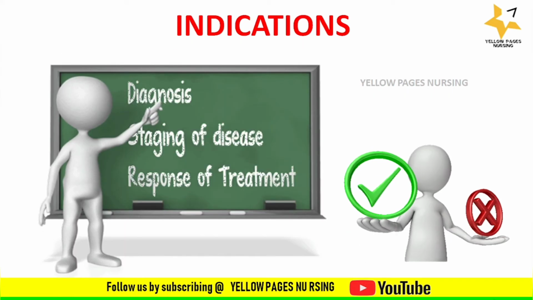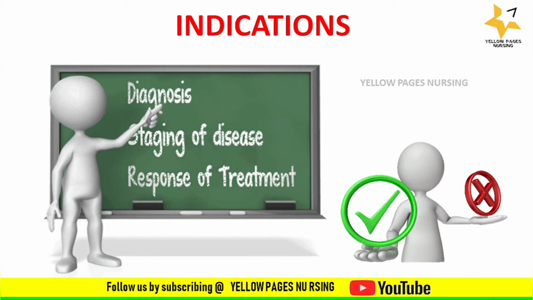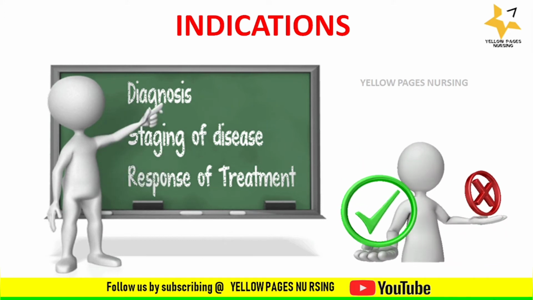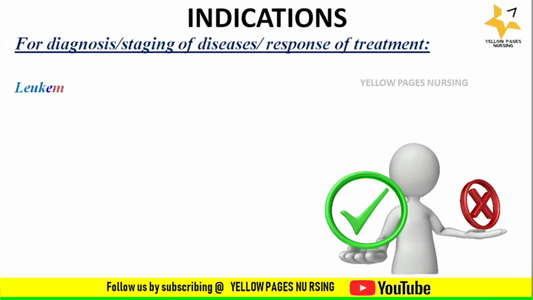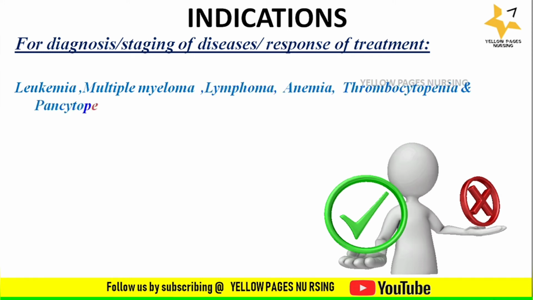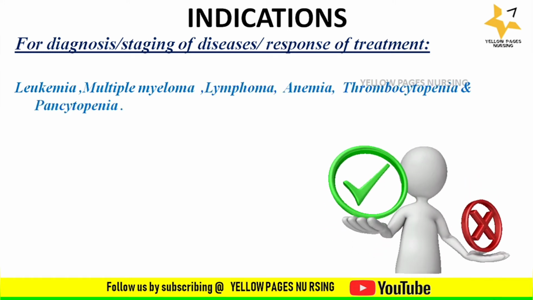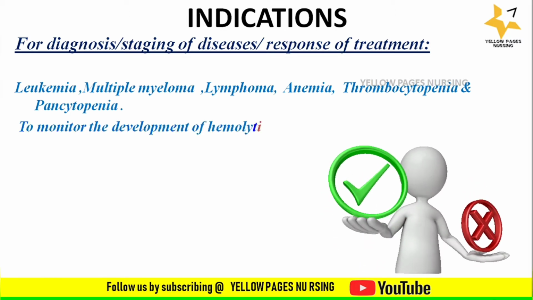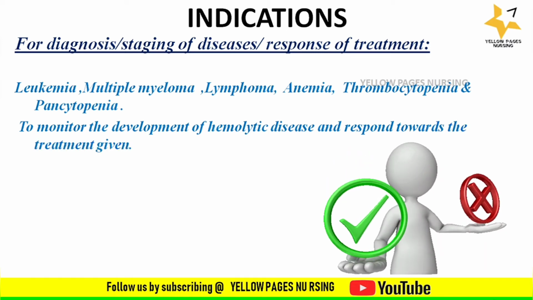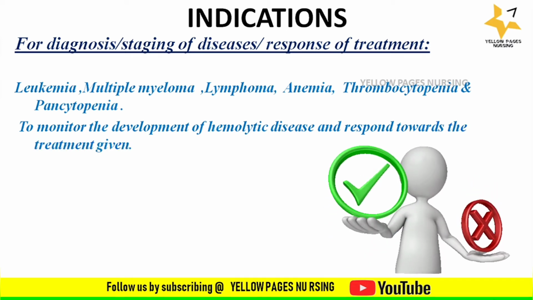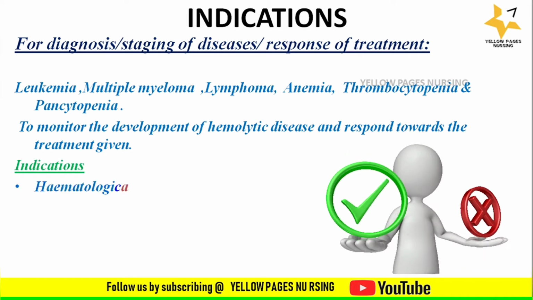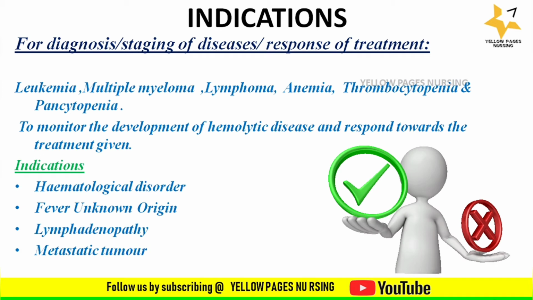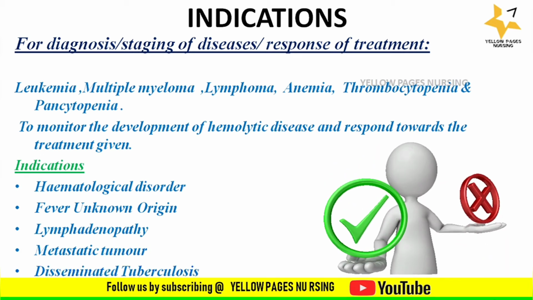Now, what are the indications of bone marrow aspiration and biopsy? It is indicated for diagnosis or staging of diseases or response to treatment, like leukemia, multiple myeloma, lymphoma, anemia, thrombocytopenia, and pancytopenia. It is also indicated to monitor the development of hemolytic disease and response towards the treatment given. The other indications include hematological disorder, fever of unknown origin, lymphadenopathy, metastatic tumour, and disseminated tuberculosis.